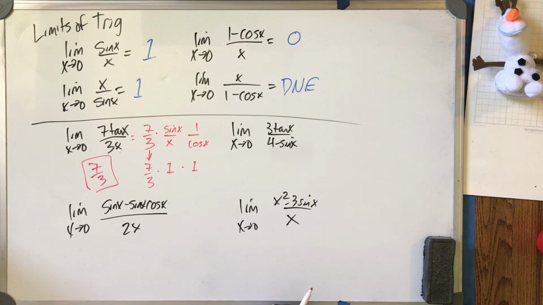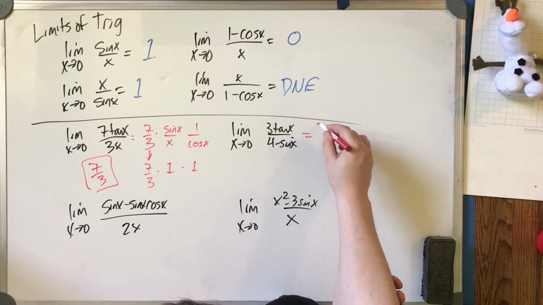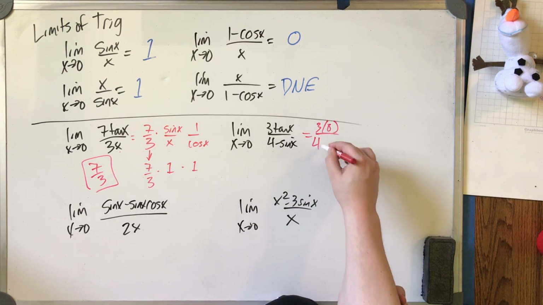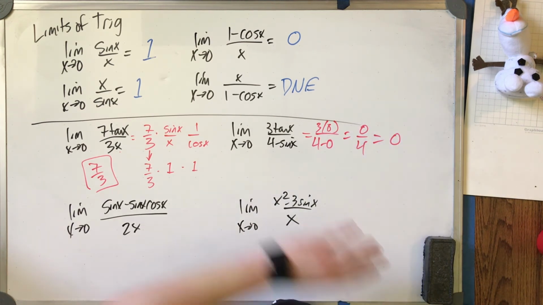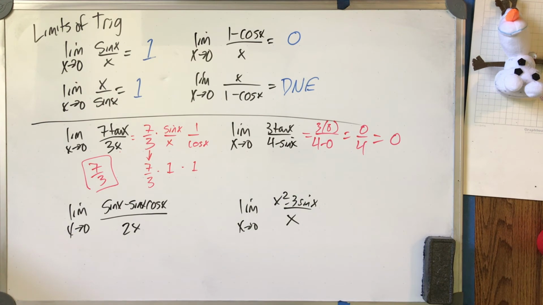Over here, we'll try direct substitution. We would get 3 times 0 over 4 minus 0. Okay, that works. 0 over 4 is in fact 0. So we didn't need the properties. We could just direct substitute and it worked perfectly fine.